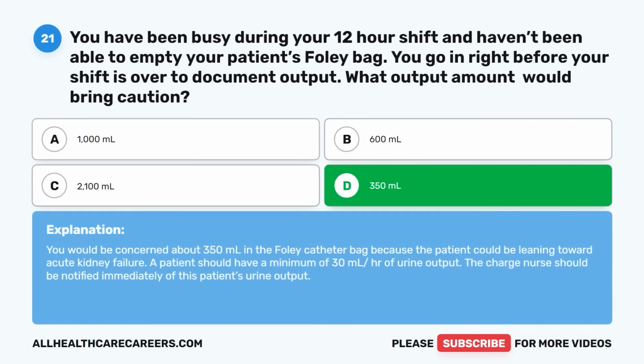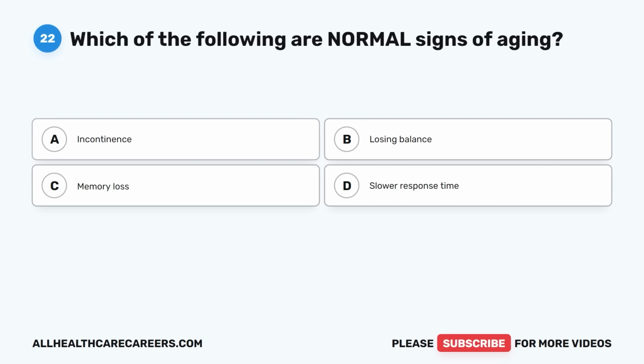350 ml. You would be concerned about 350 ml in the Foley catheter bag because the patient could be leaning toward acute kidney failure. A patient should have a minimum of 30 ml per hour of urine output. The charge nurse should be notified immediately of this patient's urine output.